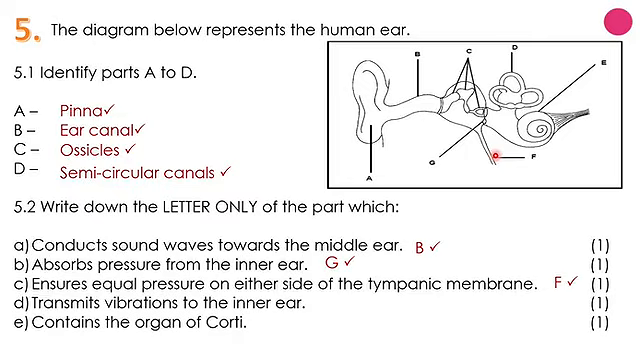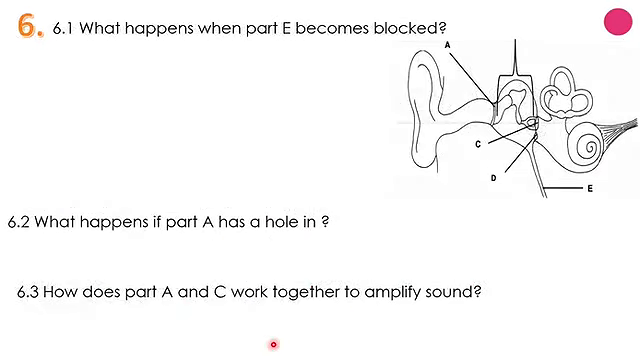And then D, transmit vibration to the inner ear. What will transmit vibration will be of course C, that transmitted to the inner ear. And then contains the organ of Corti. The organ of Corti plays a role in hearing, and what part helps us to hear is this section here, which is the cochlea. Right, next question.